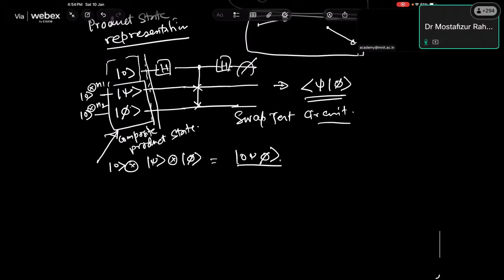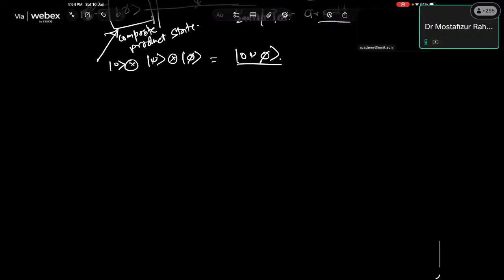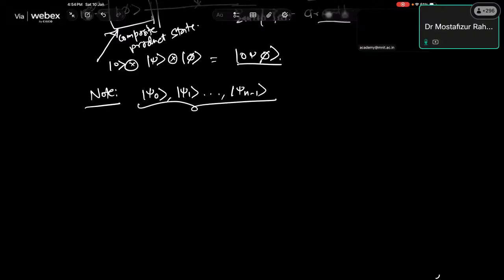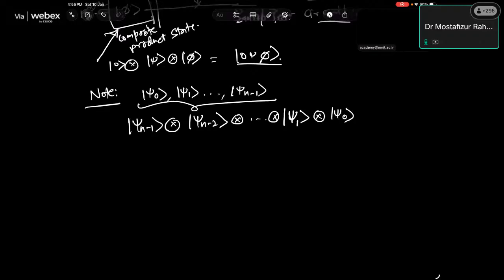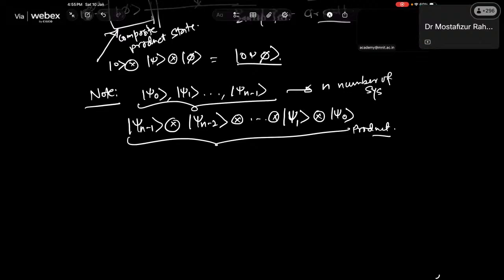Okay, and now in general, if we have many such systems, for example psi 0, psi 1, dot dot dot, psi n minus 1, then their composite system can be written as psi n minus 1 tensor product with psi n minus 2, dot dot dot, psi 2, psi 1, psi 0. This is the product state of a composite system of n systems. I'll give a break in 5 minutes, so let's complete this part now.